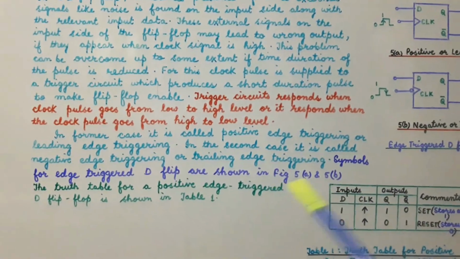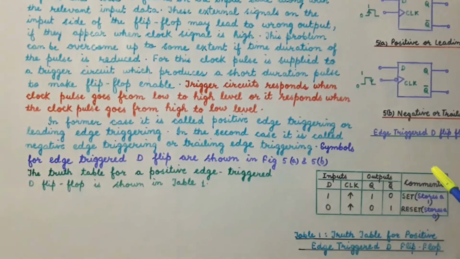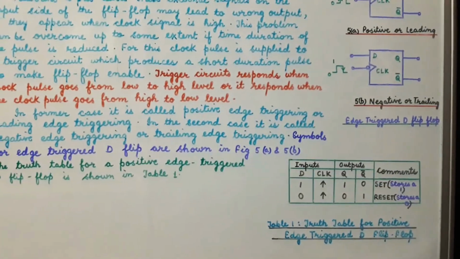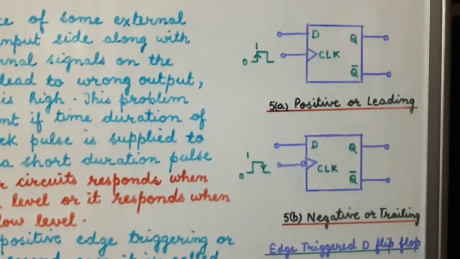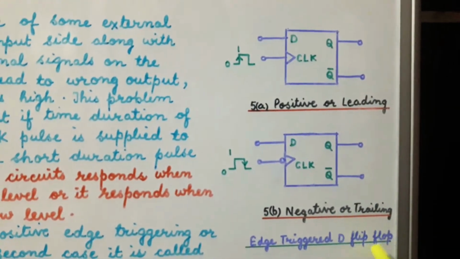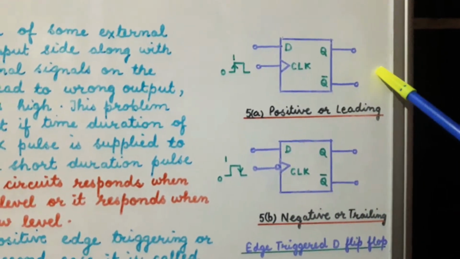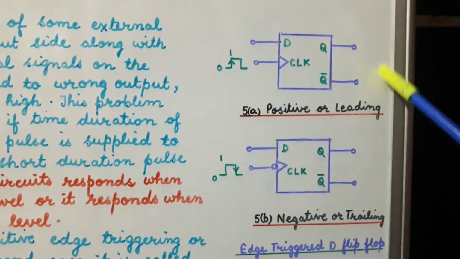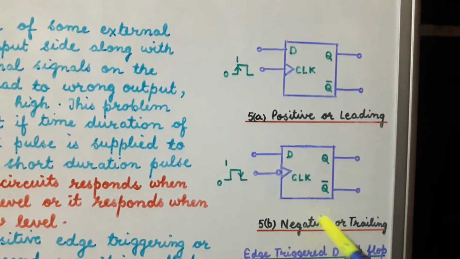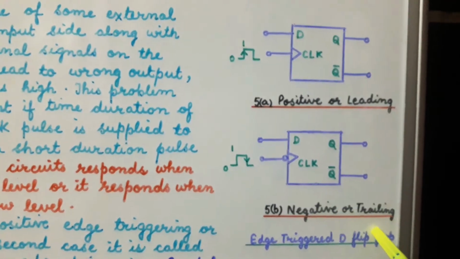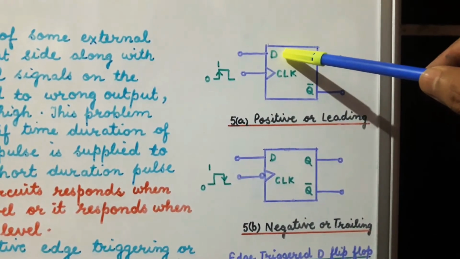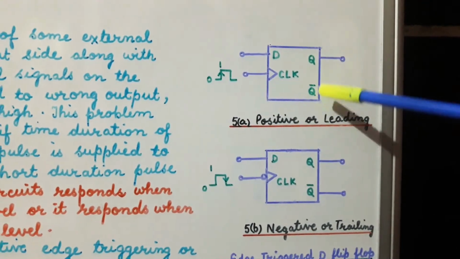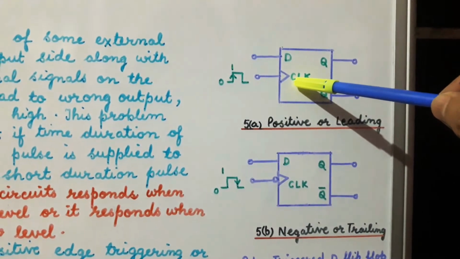And the truth table for positive edge triggered D flip flop has been shown in this table. So let us see the symbols for both types of triggering. These are the edge triggered D flip flops. This is the positive or leading edge triggered D flip flop, and this is the symbol for negative or trailing edge triggered D flip flop. So in positive or leading edge triggered D flip flop, we find that this is the data input D, this is the output Q, and this is the output Q bar, and this is the clock.